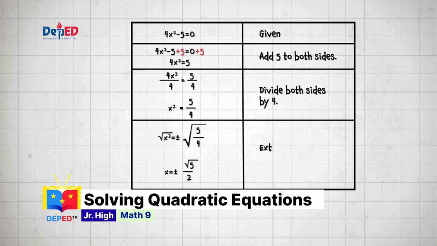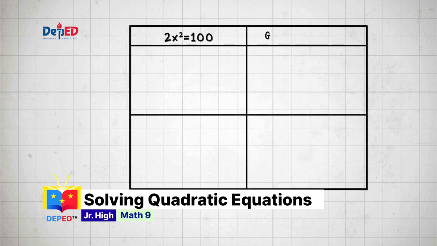Then, we extract the square root of both sides. We express the answer in radical form if the result is not an integer. Here, 5 is not a perfect square number. Its highest perfect square factor is just 1. That's why the square root of 5 will just be expressed as square root of 5. 5 will just remain under the radical sign. And that's it. The roots of the equation are square root of 5 over 2 and negative square root of 5 over 2. Last example, 2x squared equals 100.